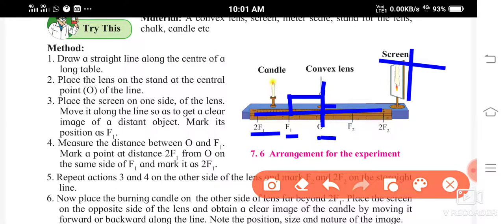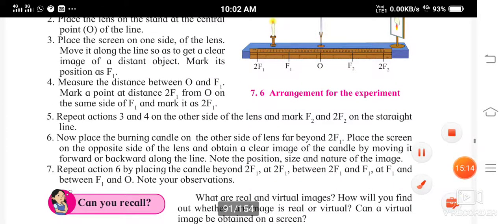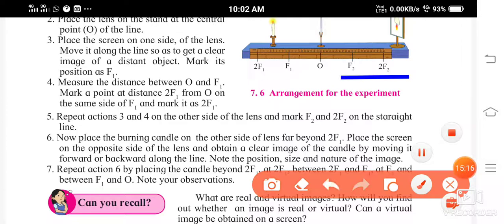So what you are going to do? You are going to mark a point at distance 2F1 from O on the same side of F1. You can see the 2F1 written here. Then repeat actions 3 and 4 on the other side of the lens. In the same way you're going to mark F2 and 2F2.